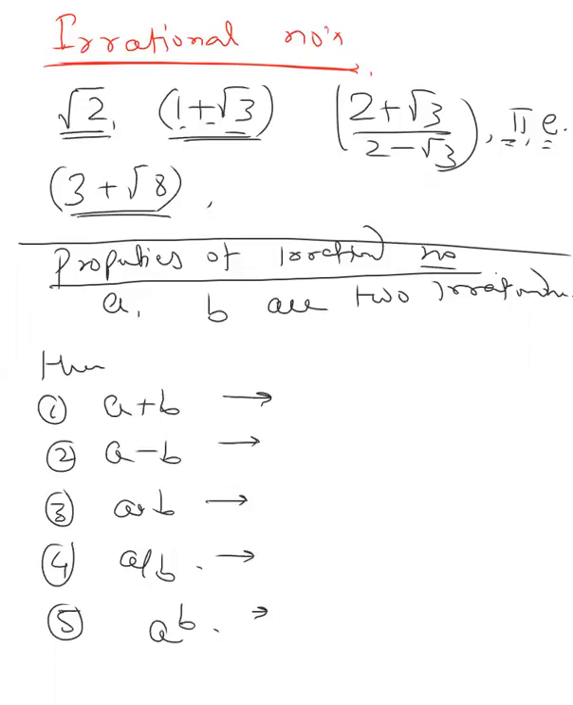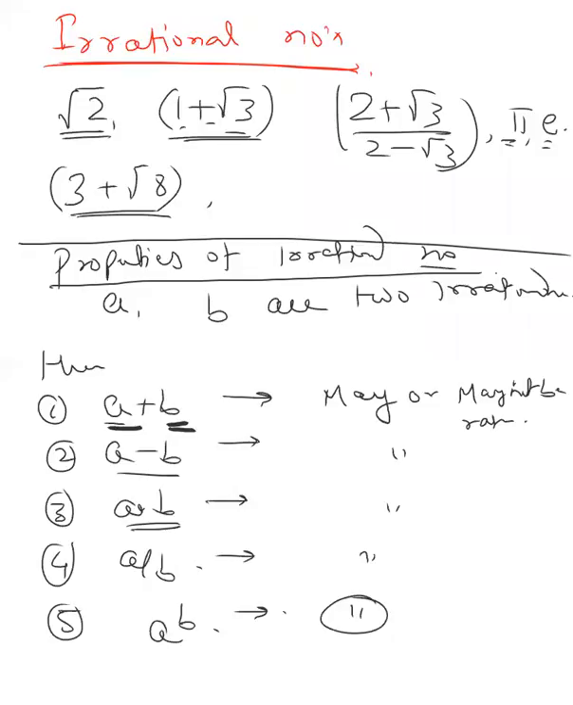Try this one, then I'm coming again. First, second, third, fourth, and fifth. Very good. Now, see, if A is irrational and B is irrational, what can we say about A plus B? It may or may not be rational or irrational, right? Same with A minus B, same with A into B, same with A by B, same with this A to the power B.